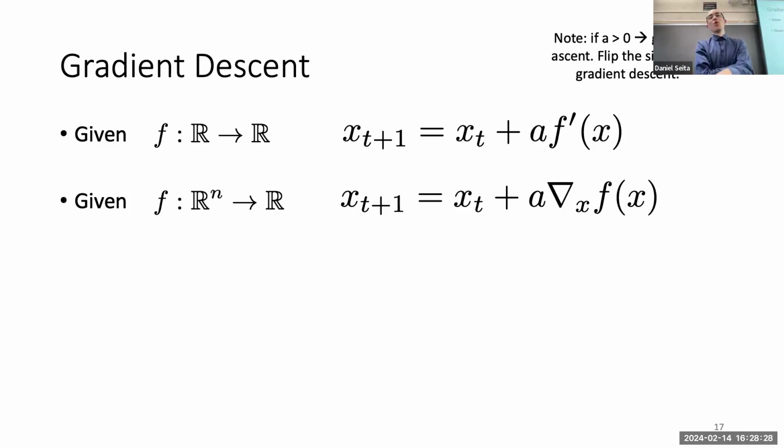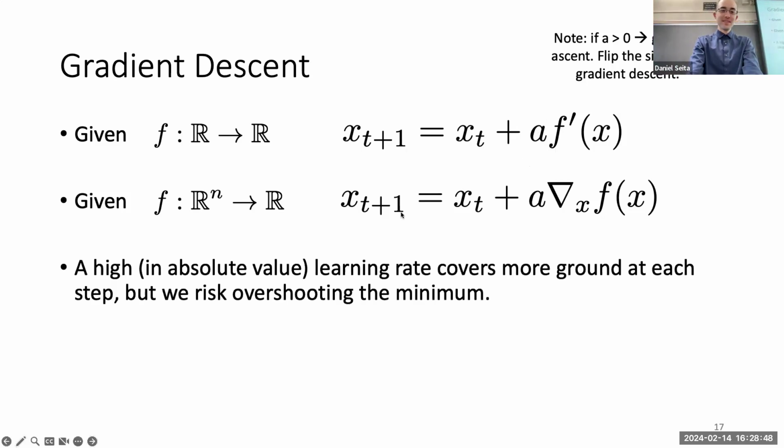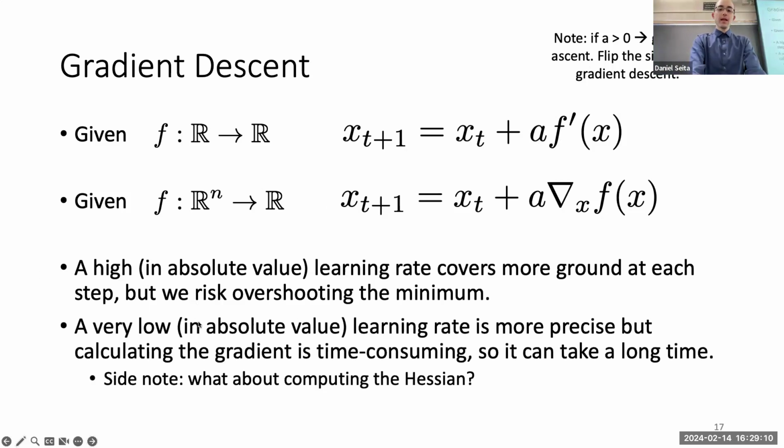So I think there are whole papers and studies on how to properly set the value of a. In practice, if someone had done some coding and they say, here, I use the value a equals 0.1, then you just use it, right? If you have a high value, by high I mean in absolute value, because it depends on if you're doing ascent or descent, then you cover more ground at each step, but you might risk overshooting the objective. And the same thing if you have it at a very low value, right?